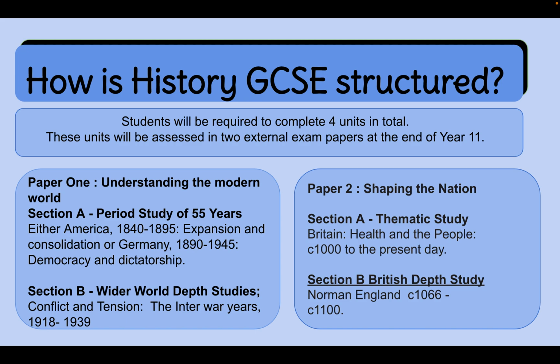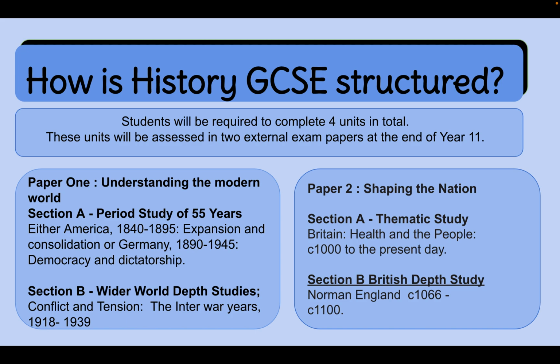It will either be the America 1840 to 1895, which is sort of expansion and consolidation, sort of the American West, or Germany 1890 to 1945, which is looking at democracy and dictatorship. At the moment, we haven't quite decided which one of those we're going to do, but it'll be one of those. Following that, there will be a wider depth study, which is called Conflict and Tension, which is looking at the interwar years between 1918 and 1939.